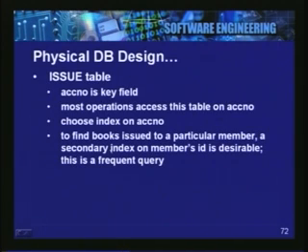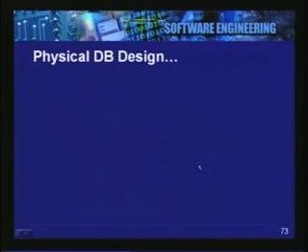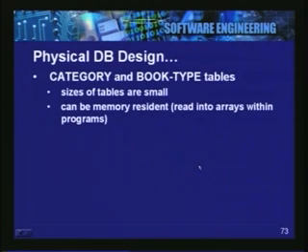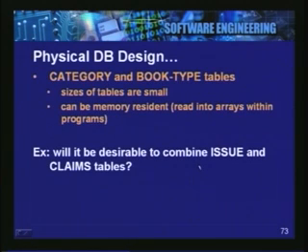Similarly, we apply design considerations on the issue table. We identify that this table has to be indexed on accession number, and a secondary index may also be created on the member's ID, because this file has to be accessed frequently either on the accession number or on the member's ID. Then, for the category and book type tables, we note that they are very small and can be kept in memory itself. You can examine this question: can you combine the issue and claims tables? Will it be more efficient? So these efficiency considerations come in the physical database design.